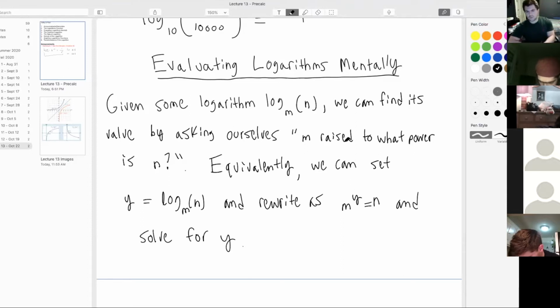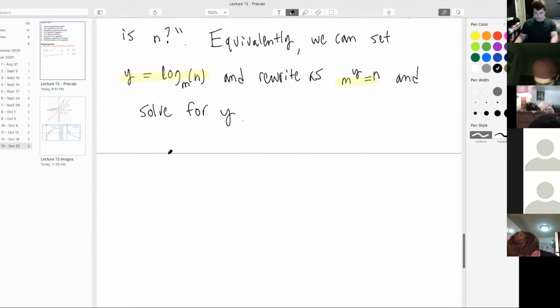So what's going on with this second sentence I wrote? All I did is assign a variable y to be log base m of n, and I wrote it in its exponential form, just like we did in the above examples. Then you can just look at it visually and ask, what does y need to be for this equal sign to hold true? That will be the answer. So let's jump straight into some examples.